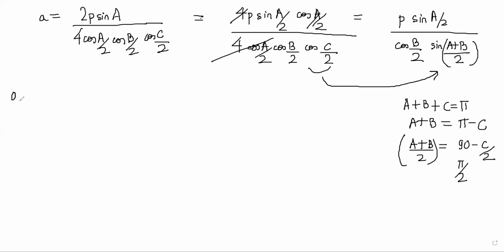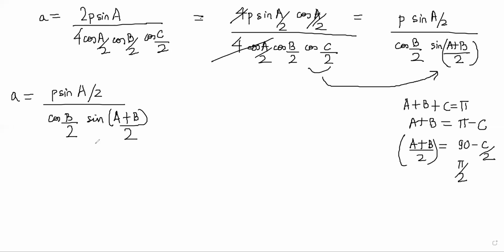And this becomes my answer for A in terms of the things that the question asks. The question asks to represent A in terms of P as angle A and angle B. So we have done that. So that is the first part. And now we also have to represent the area of the triangle in terms of these quantities. So let's do that second part.